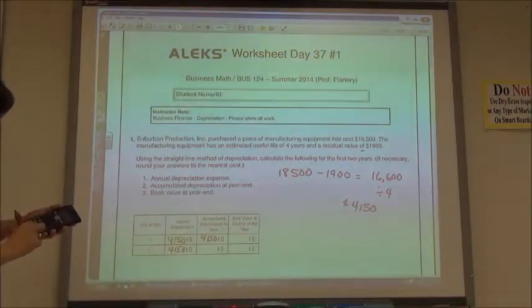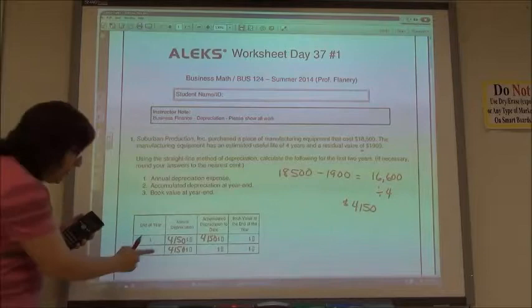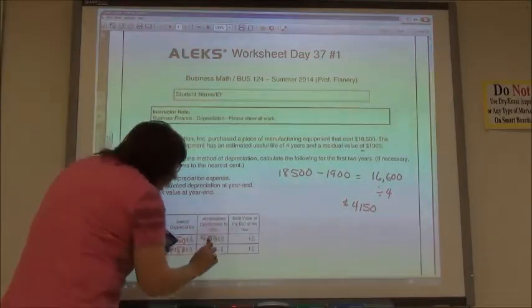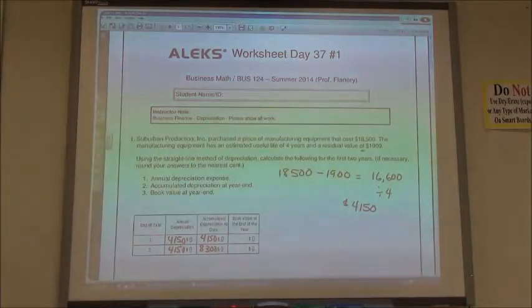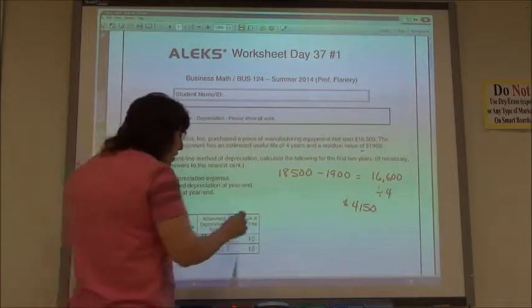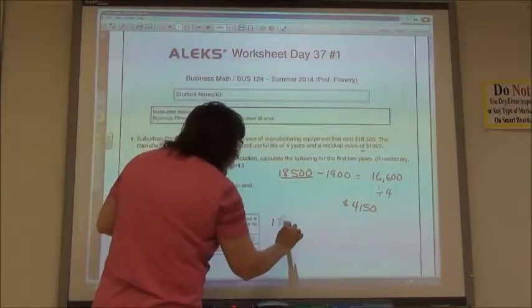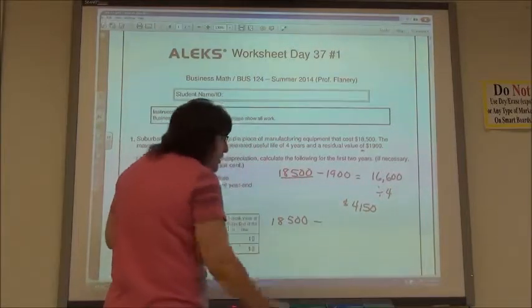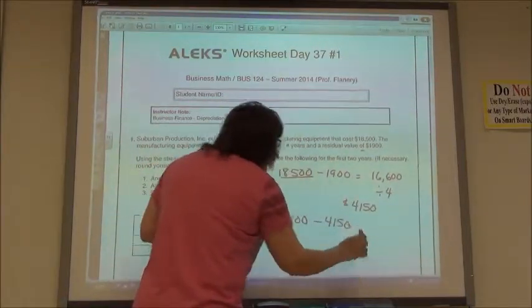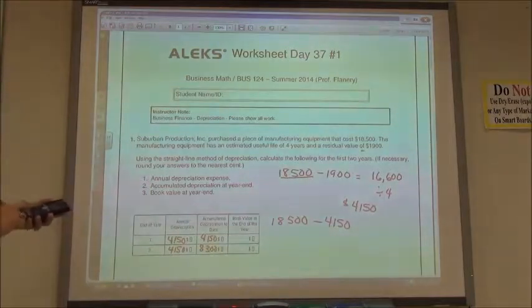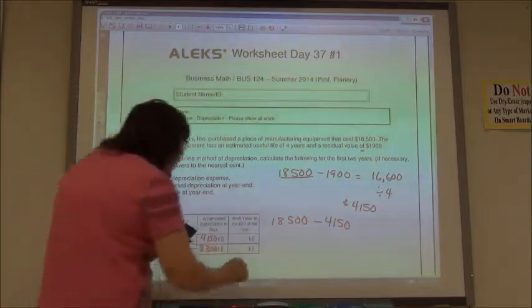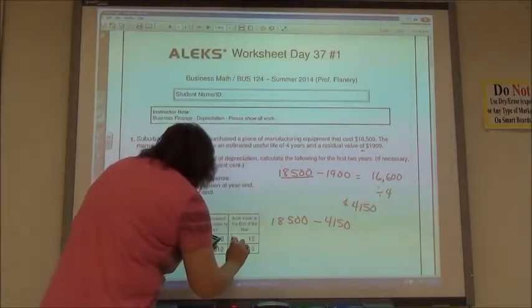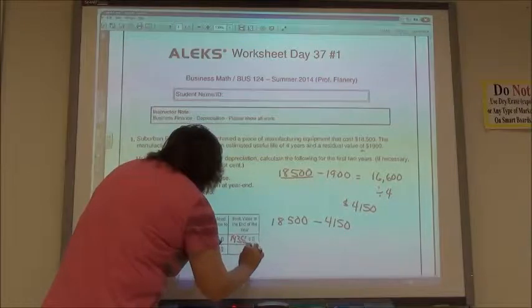So I'm going to take my $4,150 times 2 because we had it twice. And so the accumulated depreciation, $8,300. Then I want to find the book value at the end of the year. So the beginning value was $18,500. It depreciated year 1, $4,150. So $18,500 minus $4,150 means at the end of year 1, it was worth $14,350.